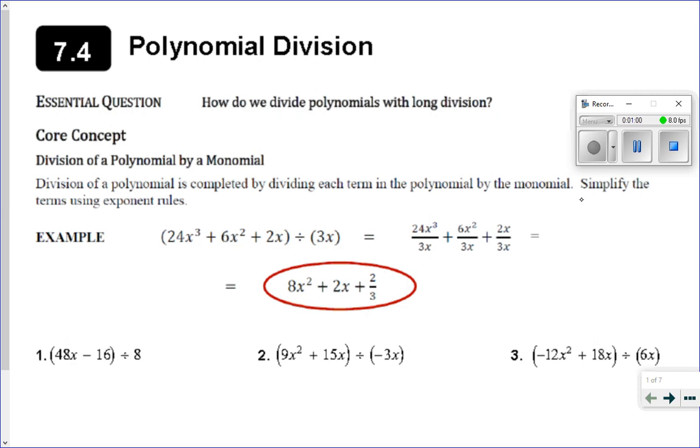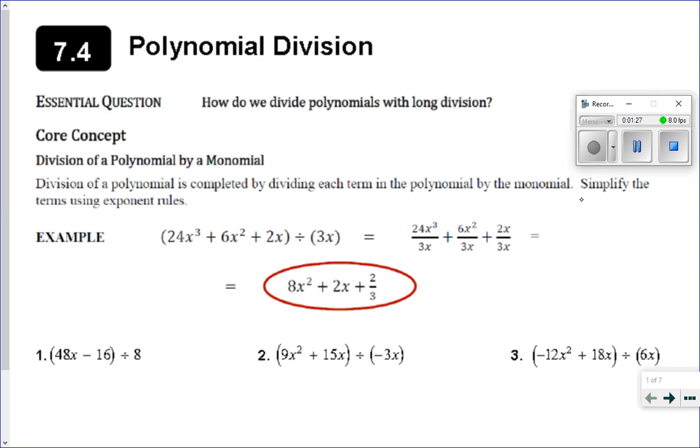Okay, so if you have a situation like these examples in front of you right now, 1 through 3, where we are dividing a polynomial by a monomial, then division of a polynomial is completed by dividing each of the terms. So think of it just like we distribute in multiplication, division has to be distributed as well.